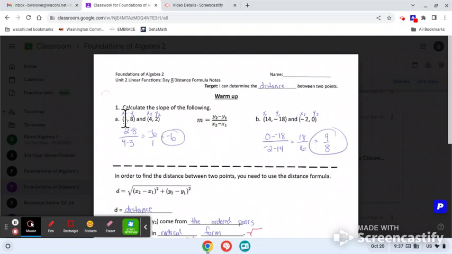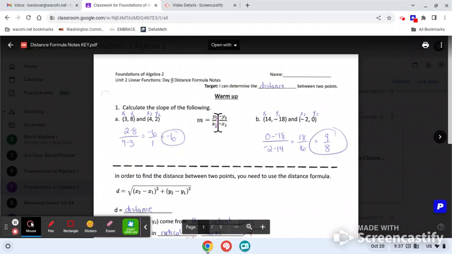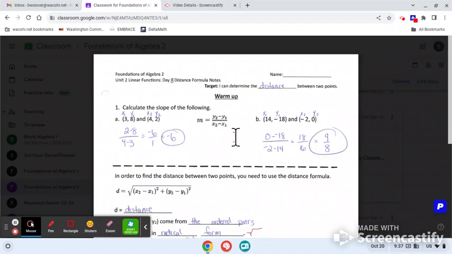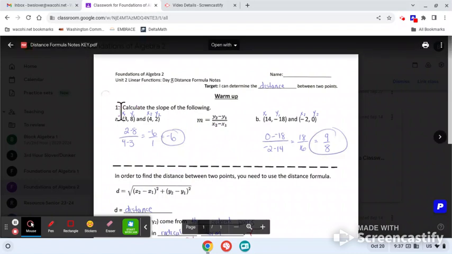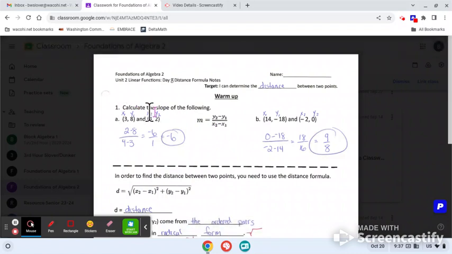So we started by identifying and labeling my ordered pairs, x1, y1, x2, y2, and then we just did some substitution into our equation right here. And we got -6. Same concept over here. We identified the x1, the y1, the x2, the y2, plugged it in to that formula, and we got 9/8. Now, the reason we had this as our warm-up is because this is the first time this unit that we saw the x1, y1, x2, y2.